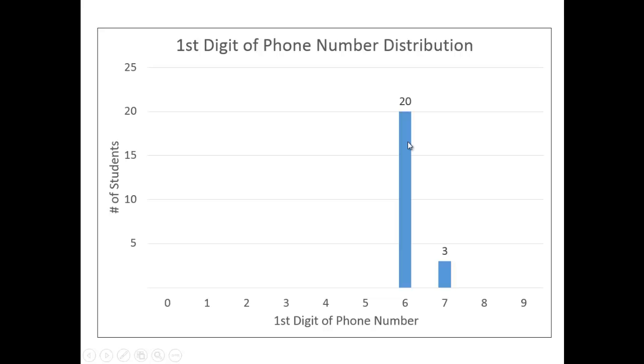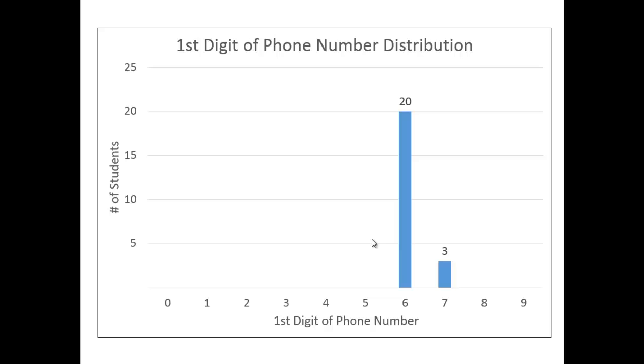First digit of phone numbers, we had 20 people with 6s, 3 with a 7. Here, no other digits showed up at all. And so this definitely does not look uniform. Uniform would be sort of each digit is equally likely, or the bars are all as high. I mean, this 6 is definitely the most common here. So you might go and say, well, it definitely appears that in our sample, then, first digit phone numbers are not uniformly distributed.